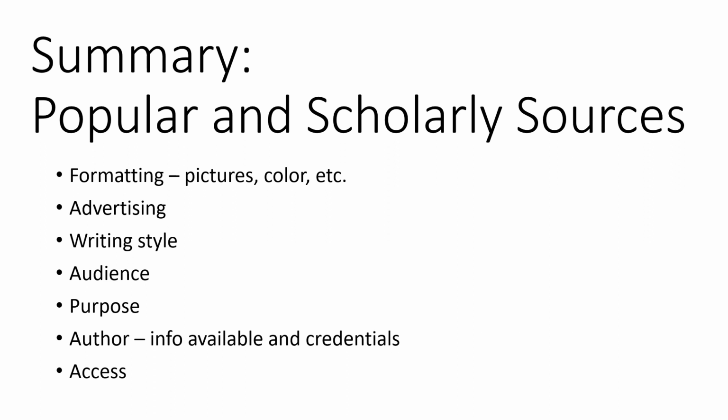Decide if the source is popular or scholarly. The information in this recording provides several criteria for figuring that out, from looking at the formatting and the type of advertising, if there is any. Then you could look at the writing style to get an idea of the intended audience and purpose. By that point, you might have a pretty good idea of whether it's scholarly or popular, but the information about the author and what you need to do to access the full text of the source are sometimes just as noticeable.